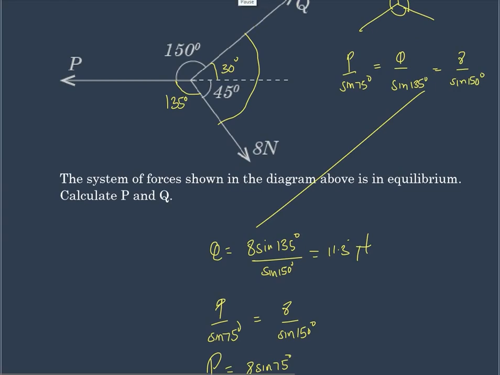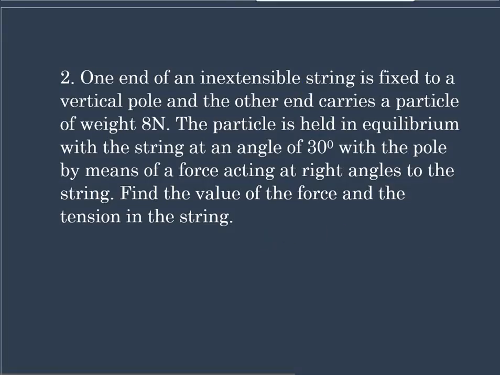We have this example also. They are saying that one end of an inextensible string is fixed to a vertical pole, and the other end carries a particle of weight 8 newtons. The particle is held in equilibrium with the string at an angle of 30 degrees with the pole by means of a force acting at right angles to the string. Find the value of the force and the tension in the string.